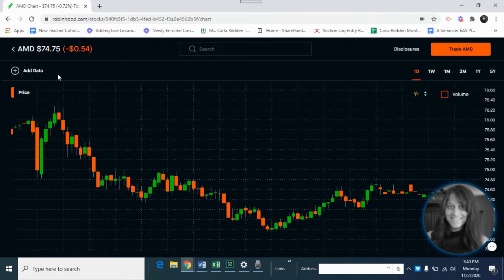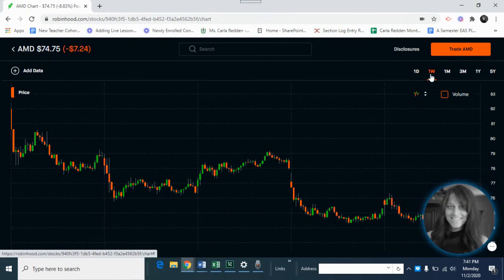When we're trying to figure out when we should get into the stock, first you have to figure out if you're day trading. If you're day trading, you're going to want to be on the 1 day chart. If you're trying to hold for the week, then of course 1 week. So you have to figure out what time frame you want to hold the stock for.